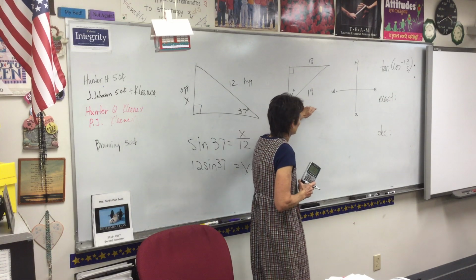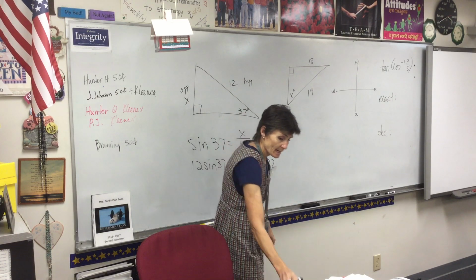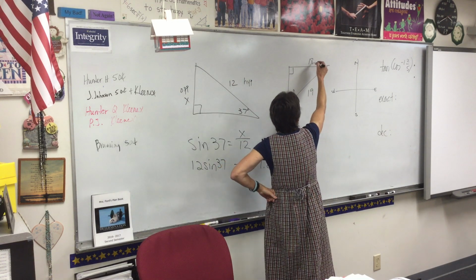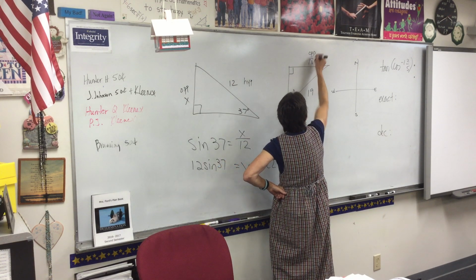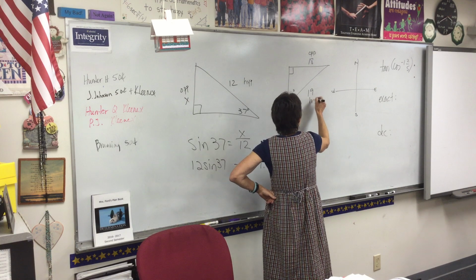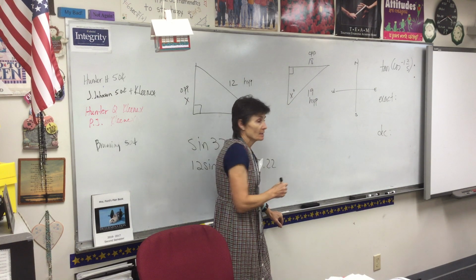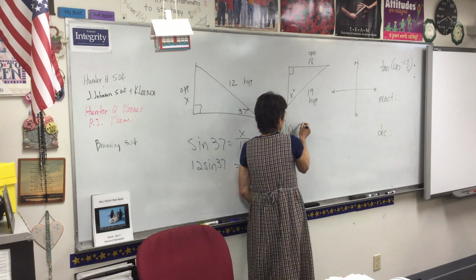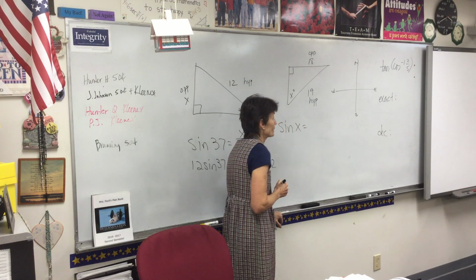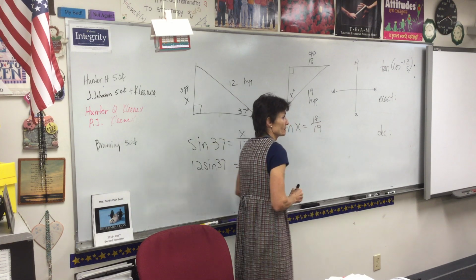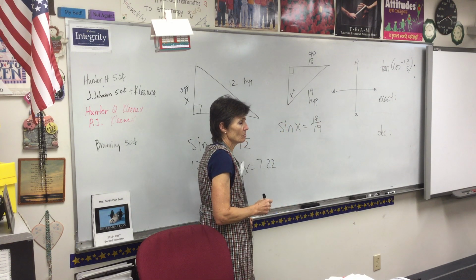So pay attention. Okay, which side is this? Opposite. Which side is this? So one more time, we're going to use sine. So sine angle, so sine x equals opposite over hypotenuse. Uh-oh.